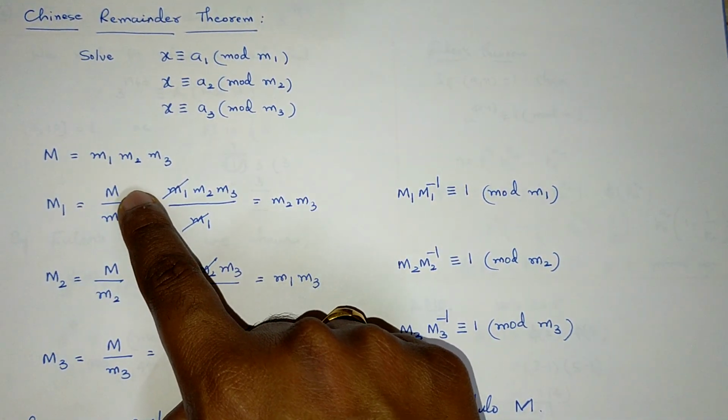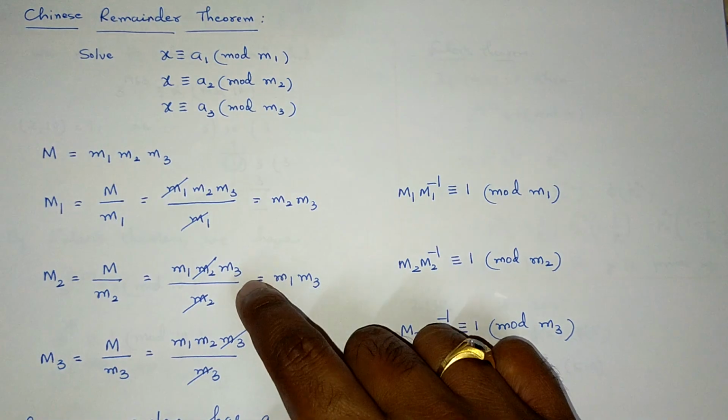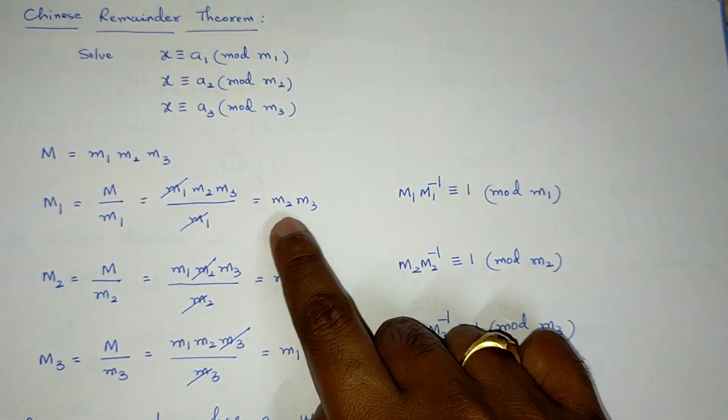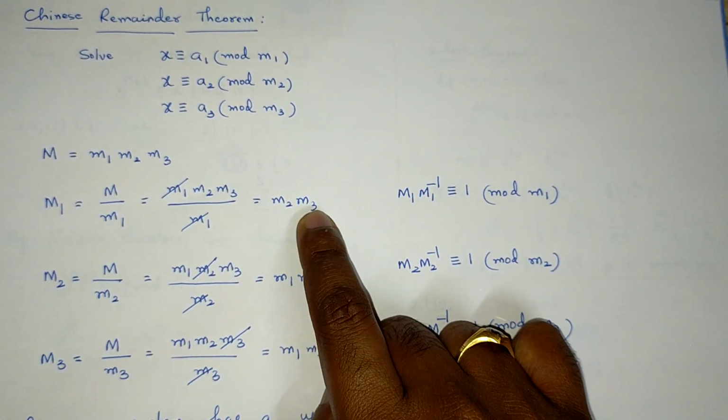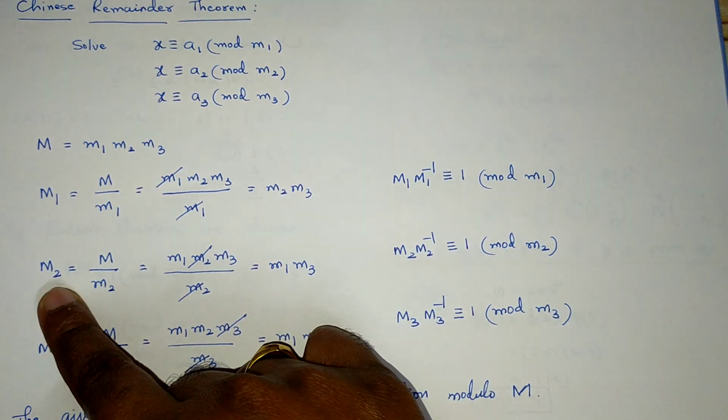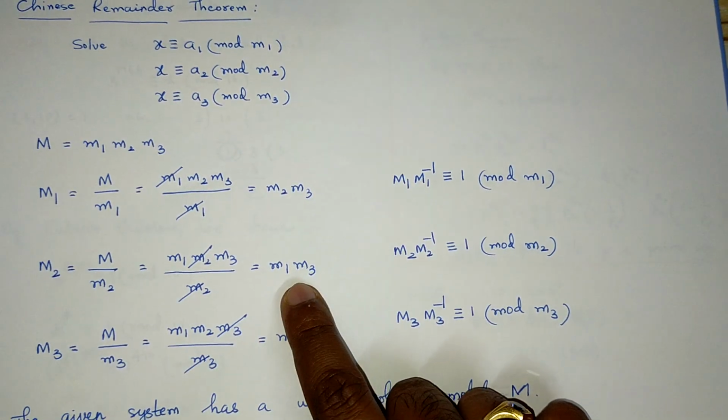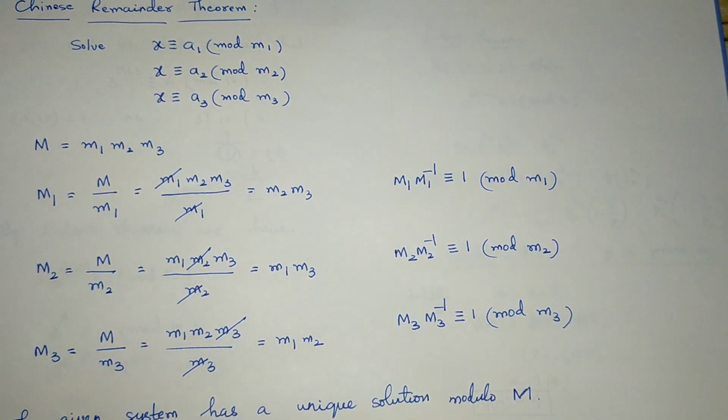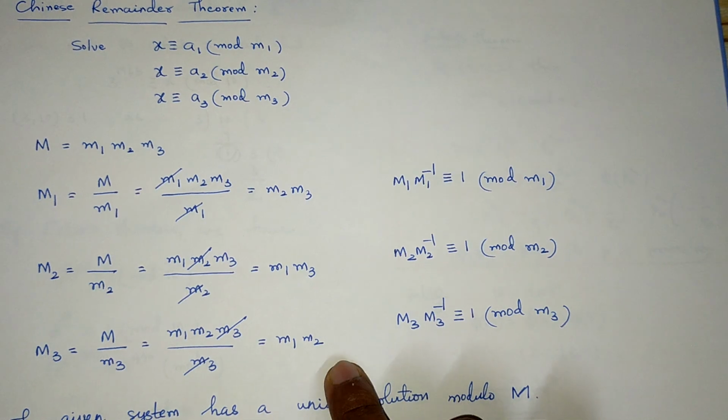But what is capital M? It is m1 times m2 times m3. So we can cancel this m1, so that the remaining is m2 times m3. Capital M2 is capital M by m2, which is m1 times m3, and capital M3 is capital M by m3, which is m1 times m2.